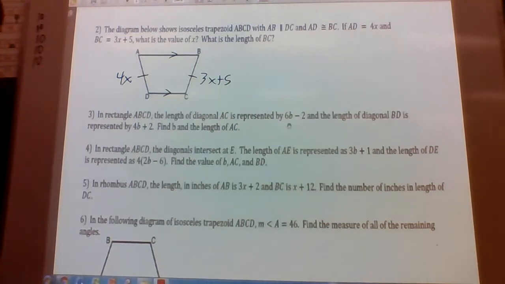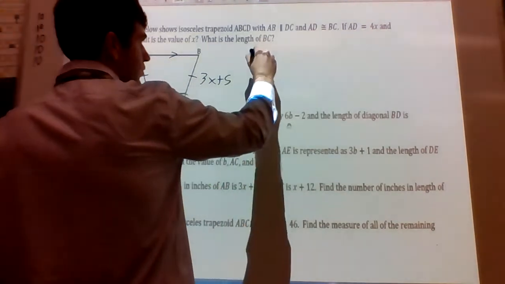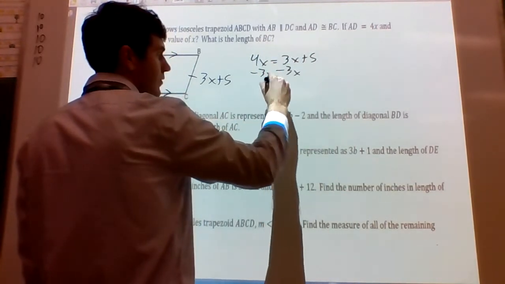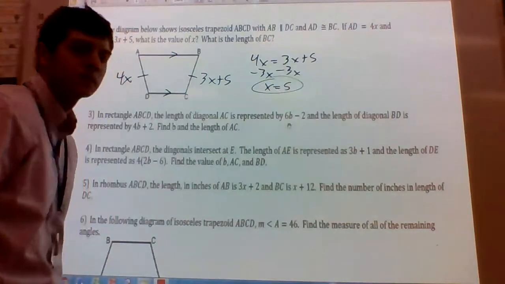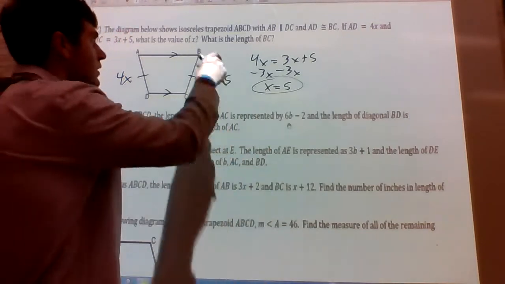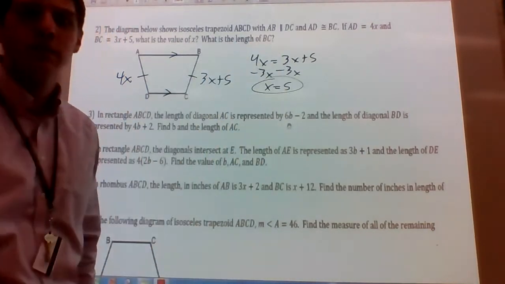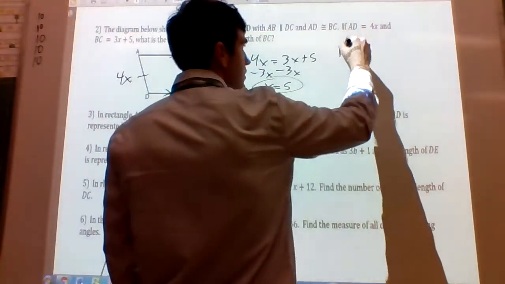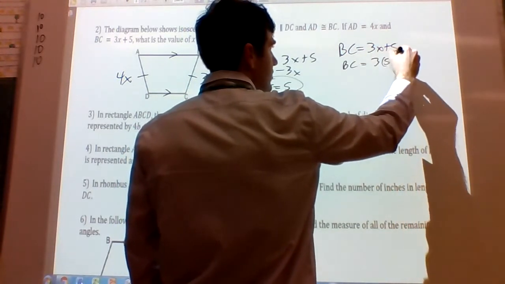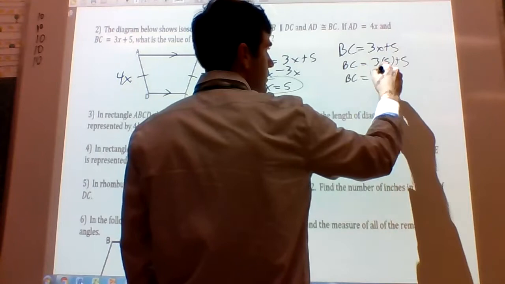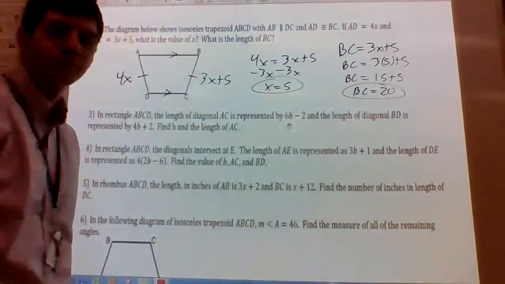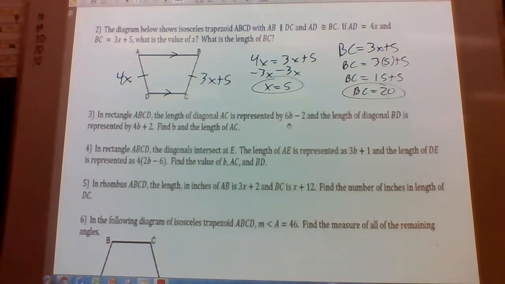We know the legs in an isosceles trapezoid are congruent, and they tell us they're congruent. So 4x is going to equal 3x plus 5. If we subtract 3x from both sides, we have x equals 5. Don't resist the temptation to go quick and move on. We have to solve what the question is asking for. This question is asking, what is the value of x? What is the length of BC? We know BC equaled 3x plus 5, so BC is going to equal 3 times 5 plus 5. So BC is going to equal 15 plus 5, which means BC is going to equal 20. Make sure we are answering what the question is asking.